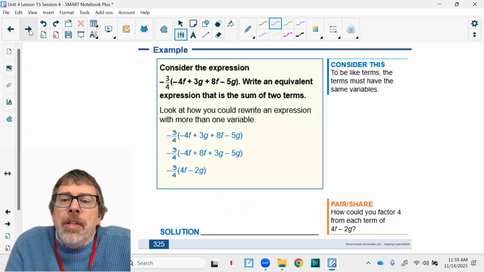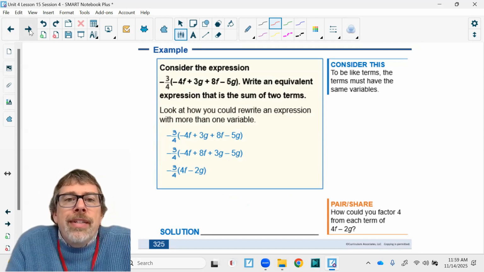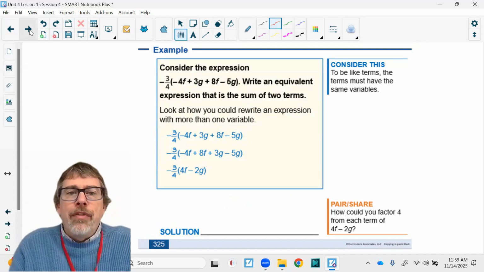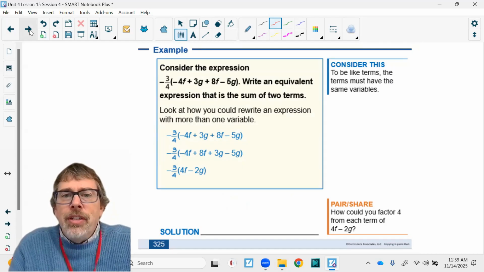So remember that to be like terms, the terms have to have the same variables or no variables at all, which makes them constants. So it says, consider the expression negative 3/4 times the quantity negative 4f plus 3g plus 8f minus 5g. Write an equivalent expression that is the sum of two terms. So now we're going to have a plus or minus and something on each side of it, and that is called a binomial.